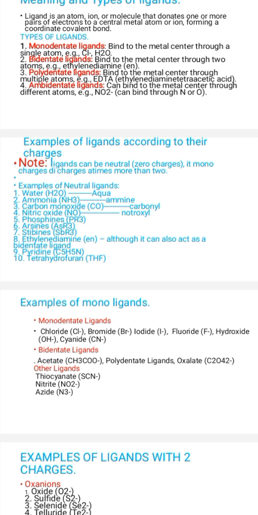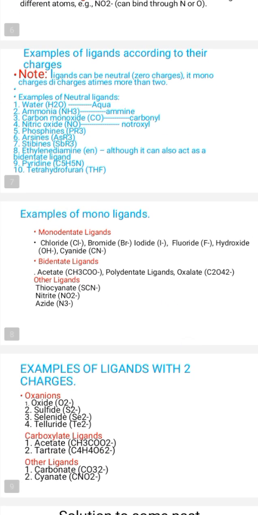Then we have ethylenediamine, which is EN. Ethylenediamine is also a neutral ligand. Another one is pyridine. We use PY to represent that. It is also a neutral ligand. Tetrahydrofuran is also a neutral ligand. So wherever you see any of these ligands in a complex compound, keep it in mind they have zero charge.